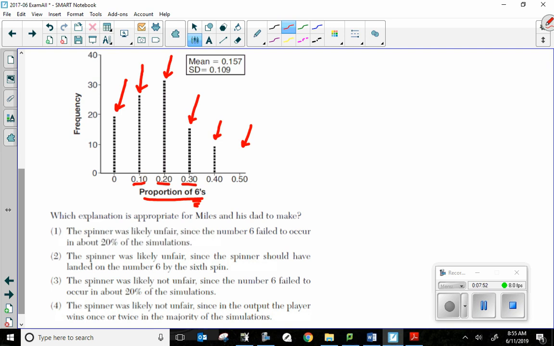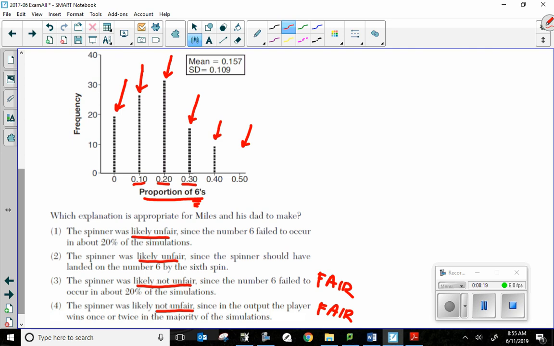So we look at our 4 choices, and they're saying, well, it was likely unfair, not unfair. I hate when they do that. This means that it was fair, and not unfair. This also means that it was fair. Not unfair means fair.